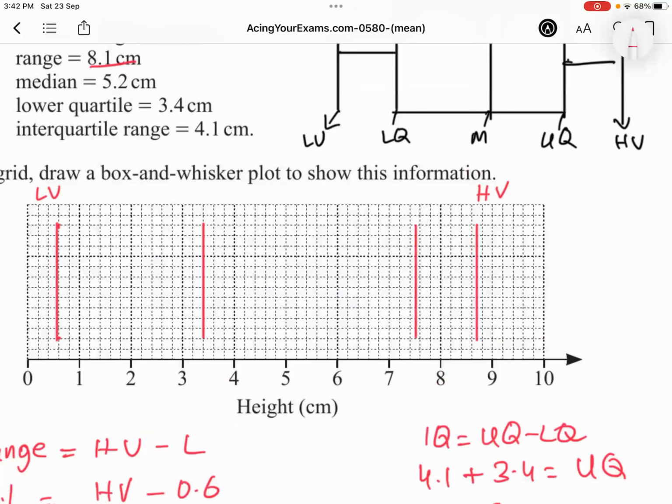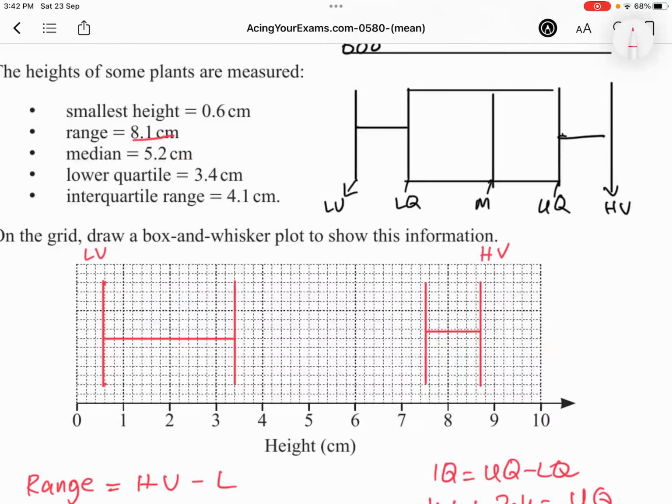All right. So we have to connect the lowest value and the lower quartile, and the highest value and the upper quartile. Now we do have a median line as well. So the median is 5.2. 5.2 is this thing. Now we have to connect these three center lines.